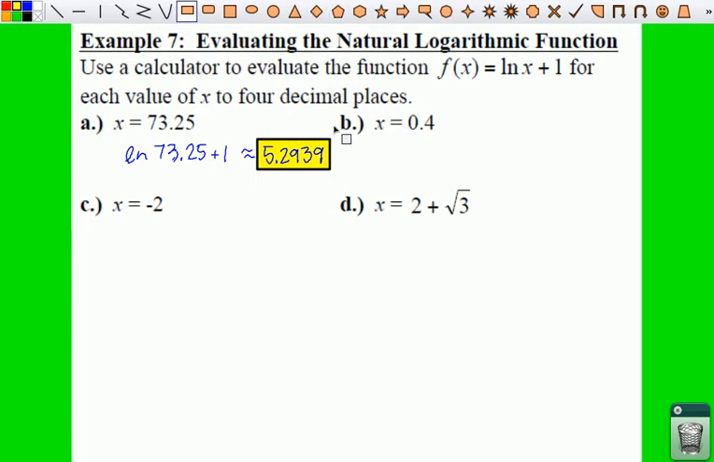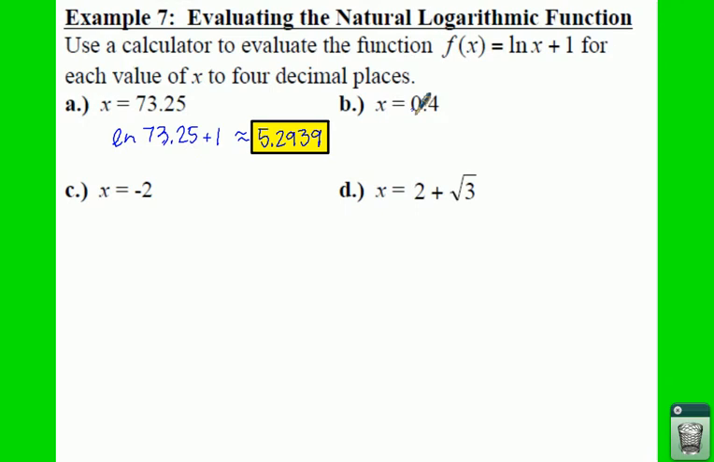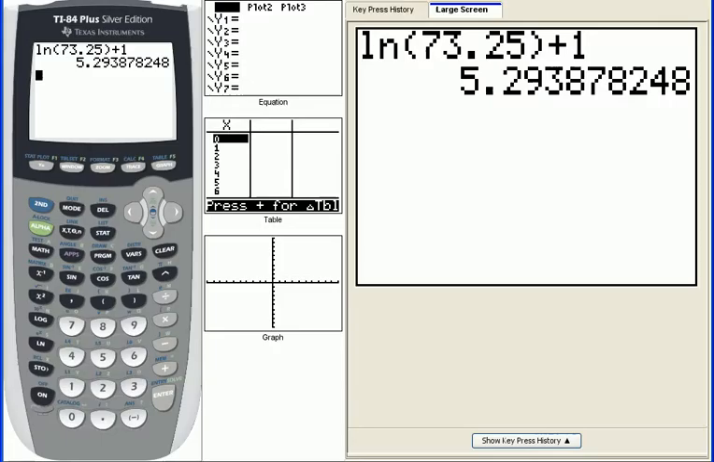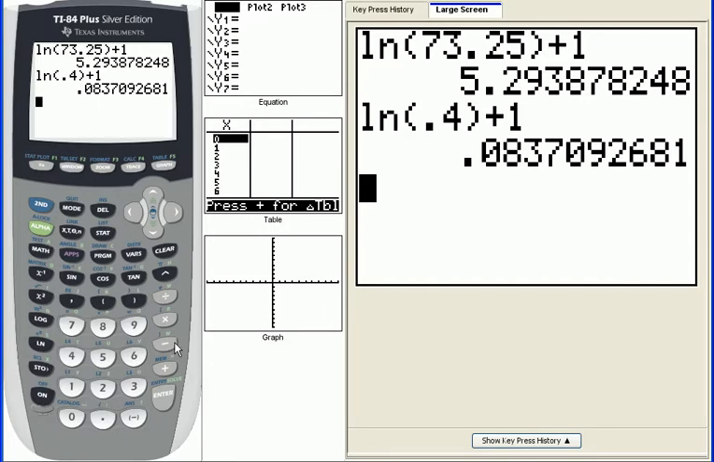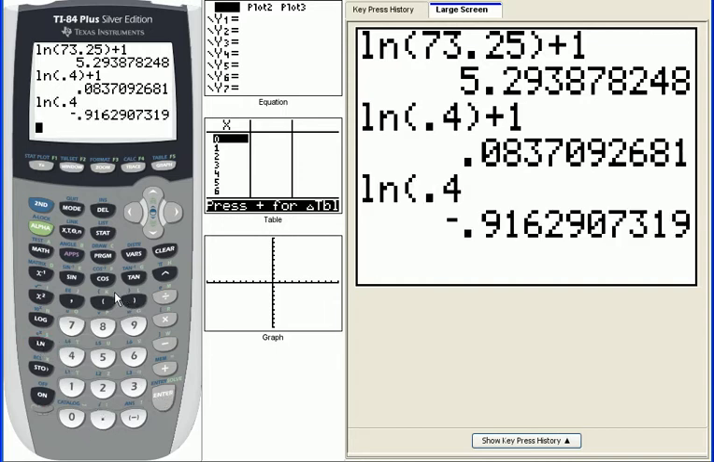So let's try to find the natural log of 0.4 plus 1. You plug that into your calculator, and you get approximately 0.0837. If we just find the natural log of 0.4, you get a negative number.